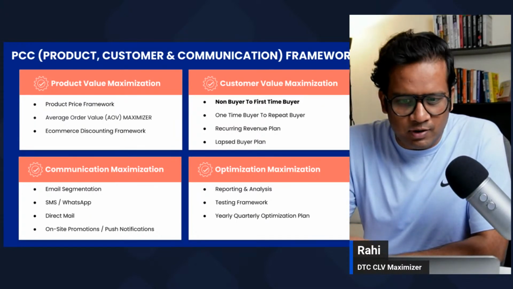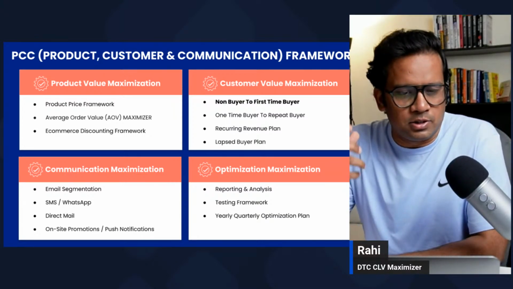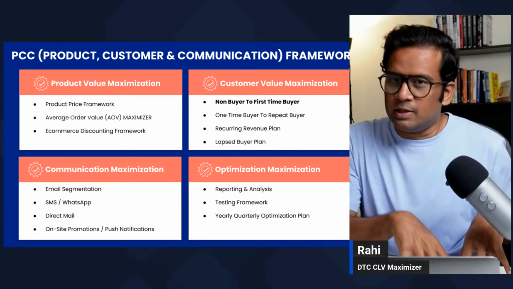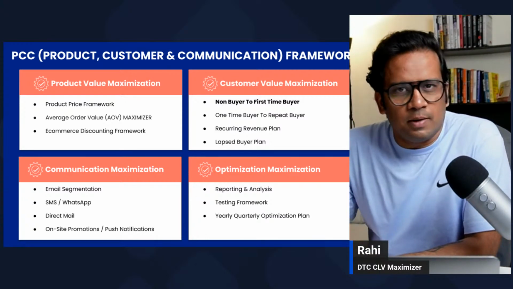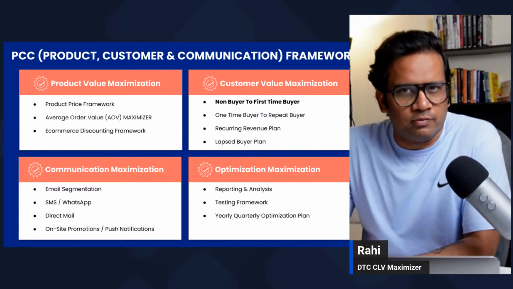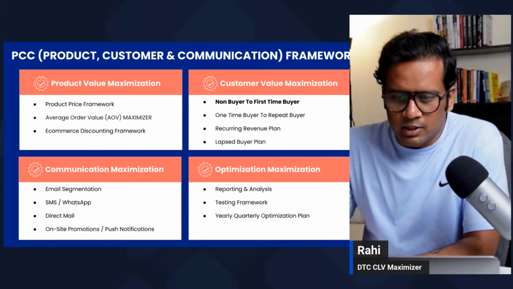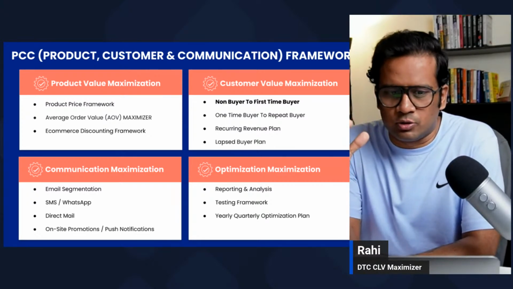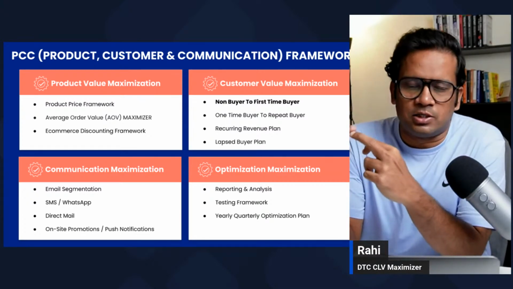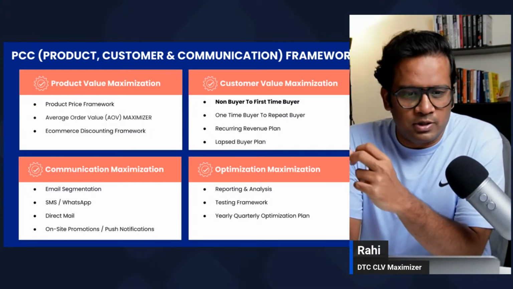Jumping into the PCC framework. It starts with the product. This is our framework to improve your customer lifetime value. We start at product value maximization. We look at the product value, then we move into customer value, where we look at the stages of the customer. And third is the communication part. In product, it starts with the price, bundling, upselling and cross sell, average order value. It also covers the discounting framework.